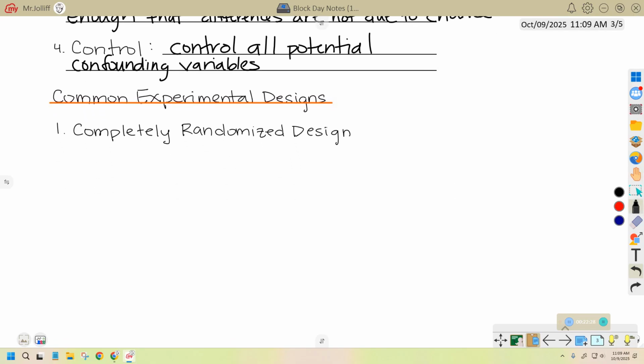All right, first one is completely randomized design. Completely randomized design in terms of experimental design is the equivalent of simple random sampling when I'm sampling from a population. This is the gold standard. It is the basis for all the others that we're going to do. And the only principle here is that we are using random assignment to treatment groups.